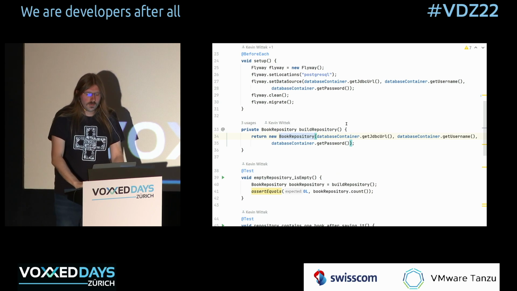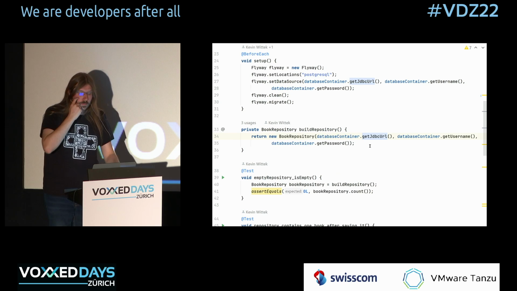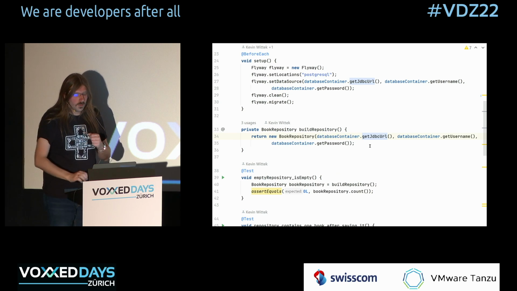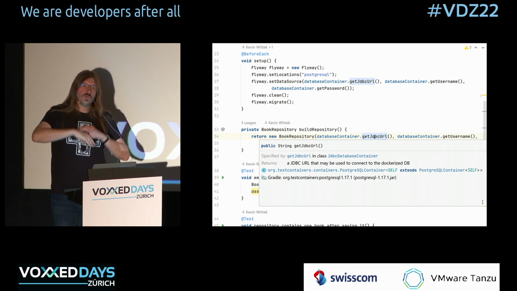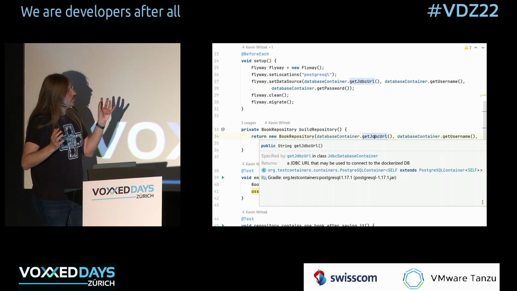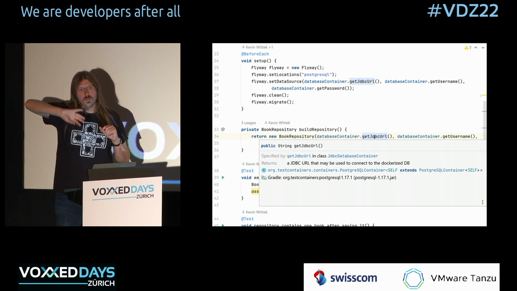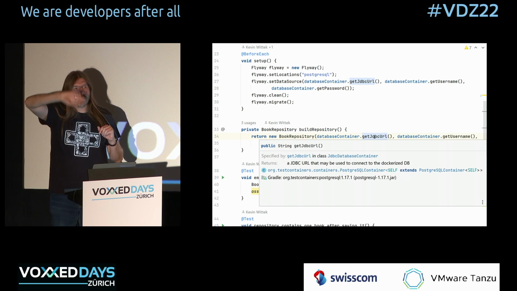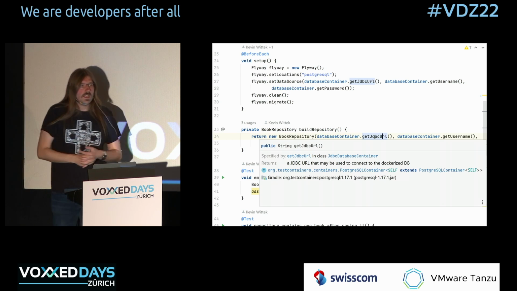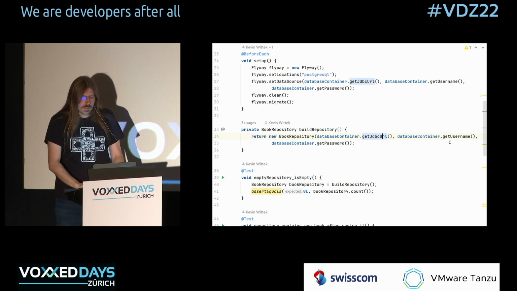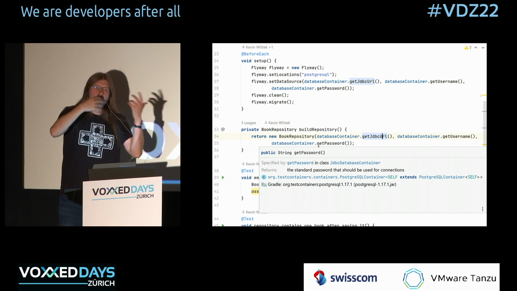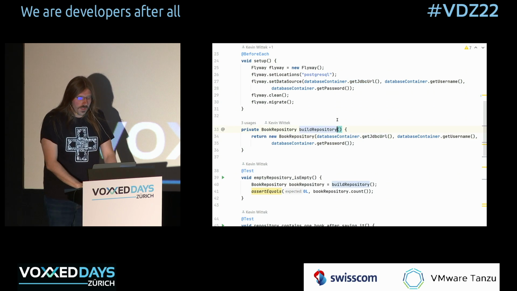And here we see why. So we can just create this repository object with the JDBC URL. And this JDBC URL is one of those convenient methods Testcontainers provides. So it will already give you the JDBC URL with a mapped port. So you just put it in your system, and then everything is fine. Same with getUsername, getPassword. These are those convenience methods we have in these specialized modules.